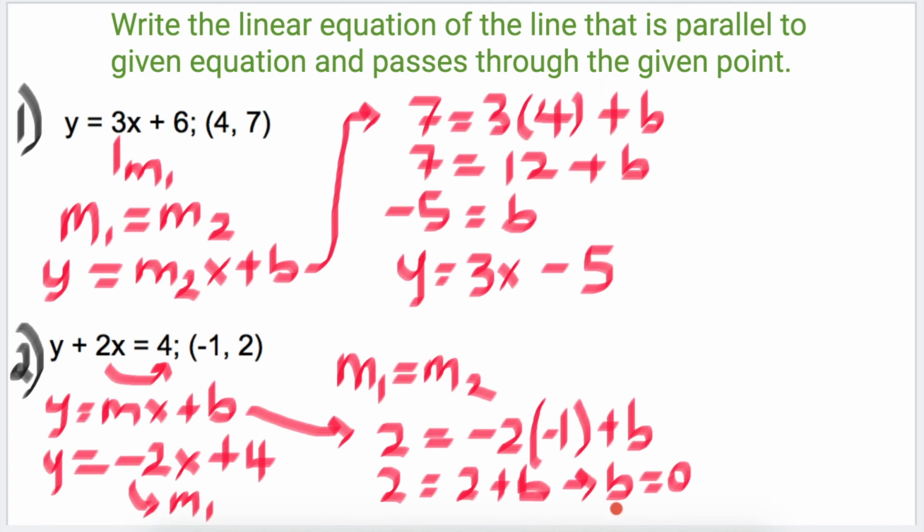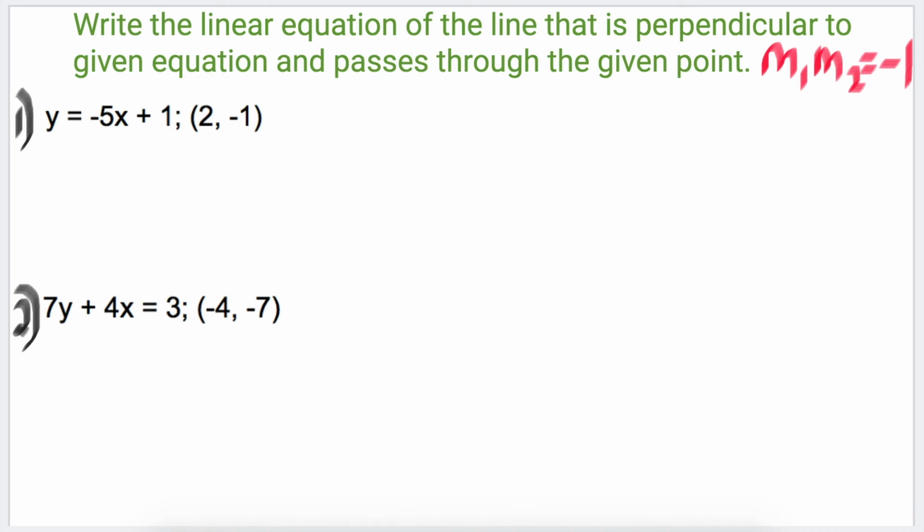Since we have our b value and our slope, our final answer is going to be y equals negative 2x. In the second exercise here, we need to write the linear equation of the line that is perpendicular to the given equation and passes through the given point.